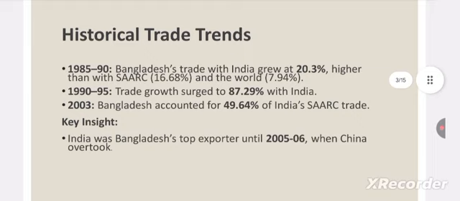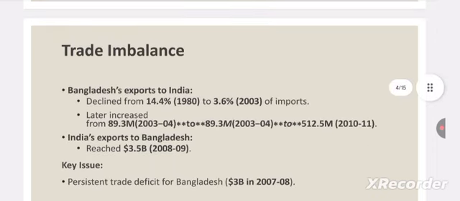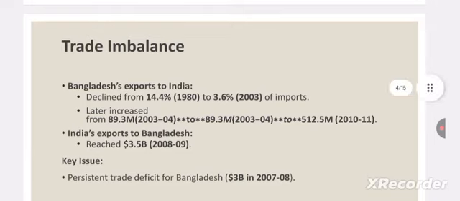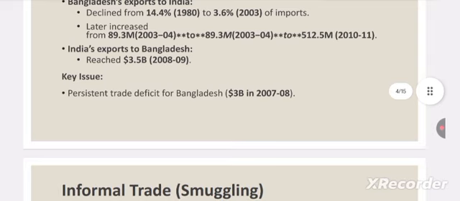Key insights here: India was Bangladesh's top exporter until 2005 and 6, when China overtook it. Trade imbalances between India and Bangladesh: Bangladesh's export to India declined from 14.4% in 1980 to 3.6% in 2003 of imports. Later it increased from 8.3 million in 2003 to 512.5 million in 2010 and 11. India's export to Bangladesh reached $3.5 billion in 2008 and 9.